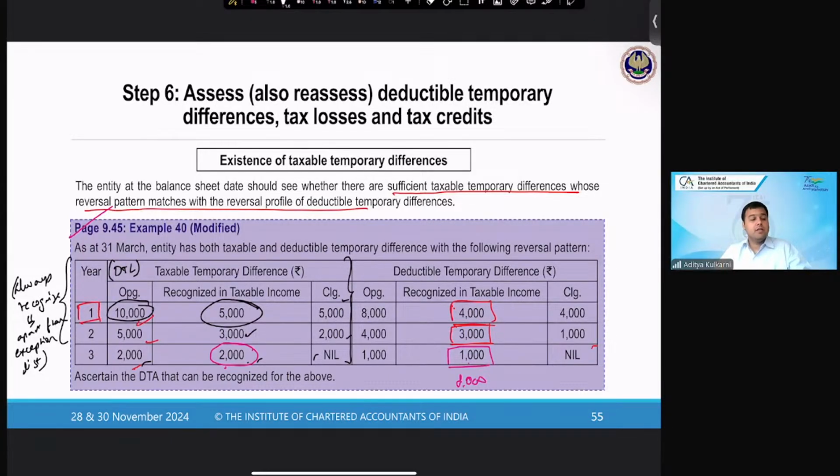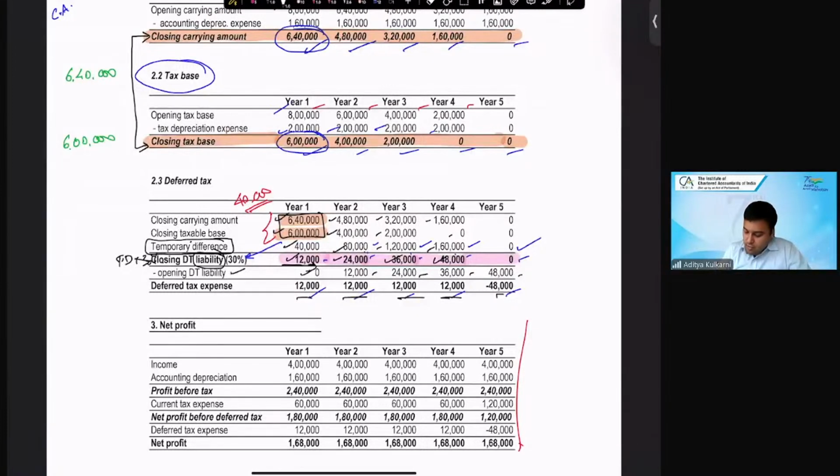Sir, I'm not getting it. Can you please explain it once more? One minute. Which part did you not get? Sir, the reversal one. Did you understand this part? Yes, sir. See, in this case, I create a deferred tax liability. Otherwise, we'll go to the differences only.